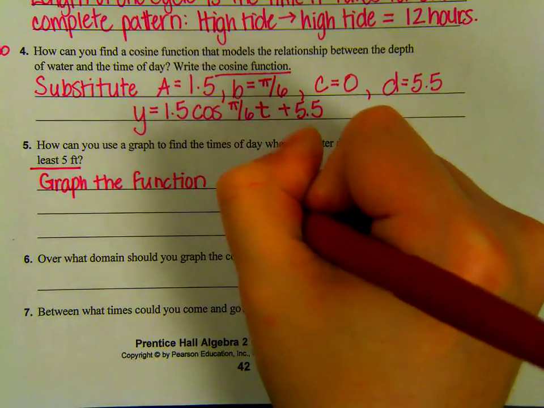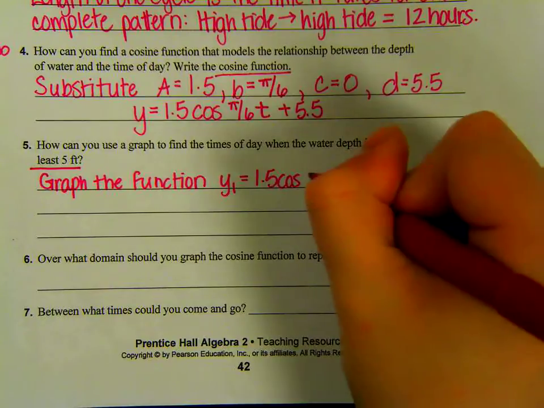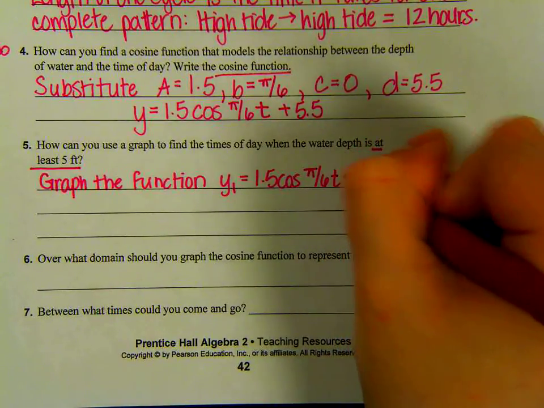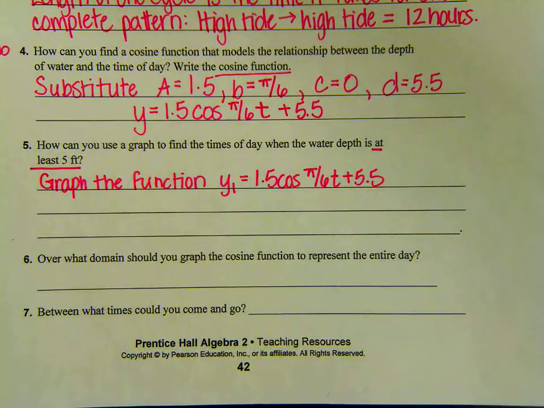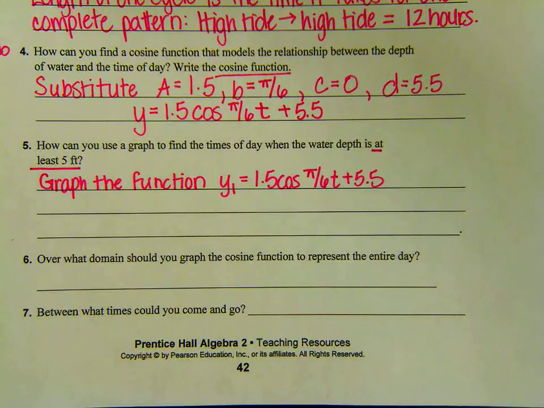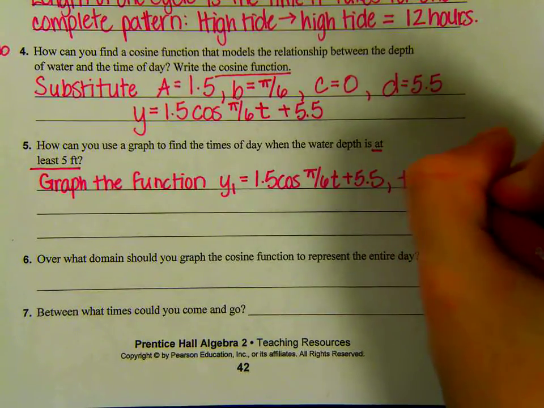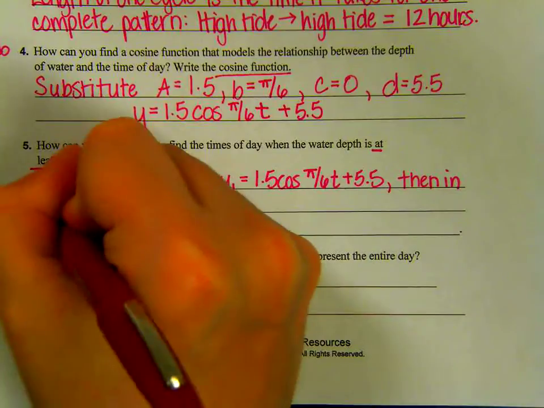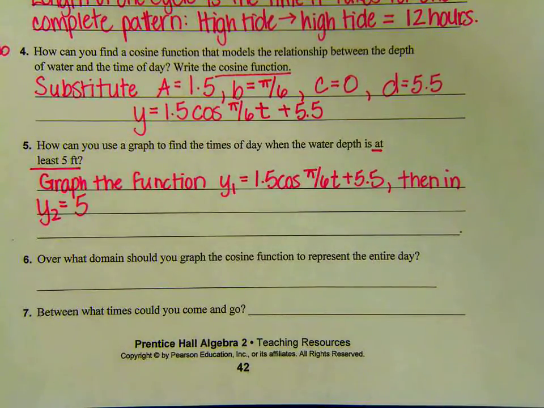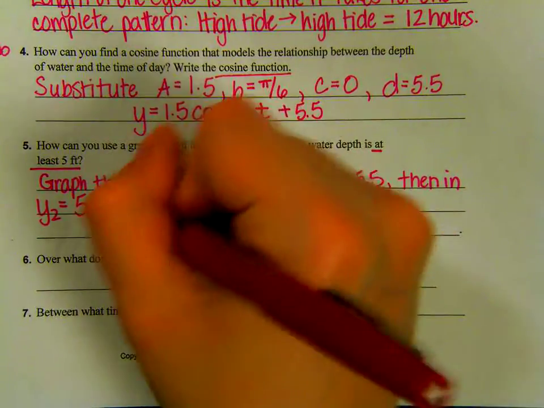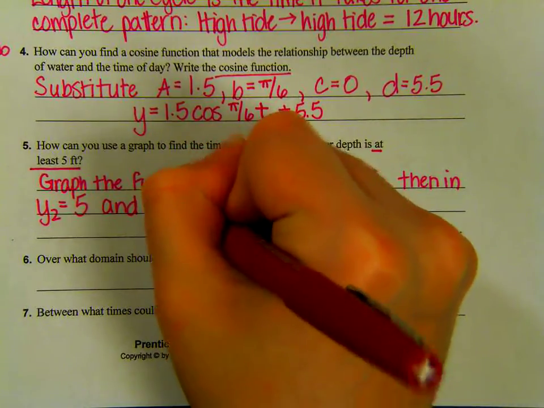So in y1, you're going to be typing in 1.5 cosine pi over 6t plus 5.5. That's going to be in y1. We use x for t because we don't usually use the t. Then in y2, we're going to type in 5 because we're looking to see where it's at least 5. And then from there, we're going to find the intersection.